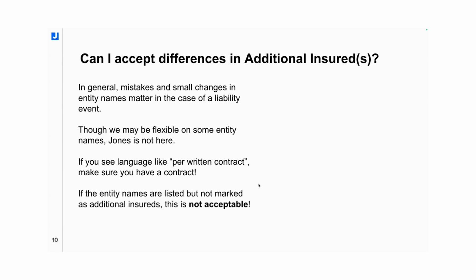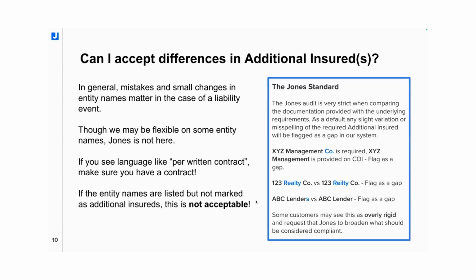If the entity names are listed but not marked as additional insured, not acceptable. We see pretty commonly someone may list out all the entities they're supposed to list out on a COI as additional insureds, but they don't know that they're additionally insured. So it might say something like Margaret Property Management Company and Lou Ownership LLC, but then it doesn't have language around them being included as additional insureds, et cetera, et cetera. So that's something that you never want to let go of.